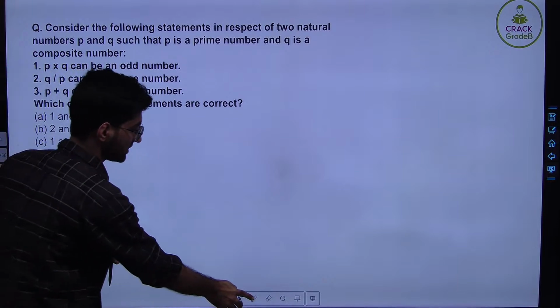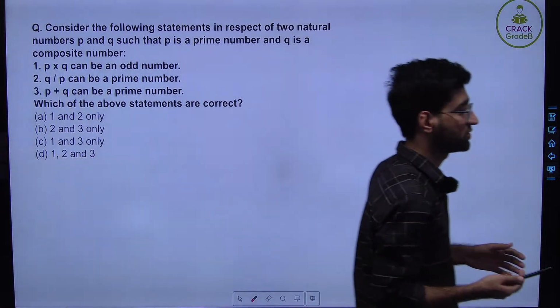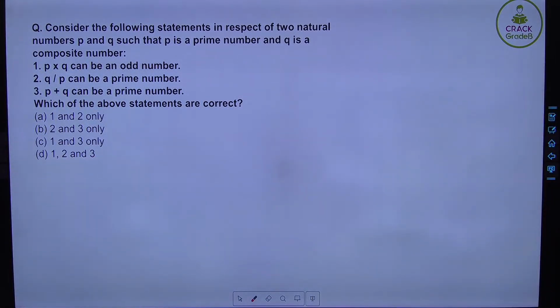Now try to solve this question. Try to take examples. Okay, let us assume P is 5, Q is 5. Try to solve this question. You should put at least 2 to 3 minutes to solve this question. This question has also been asked in UPSC CSAT.